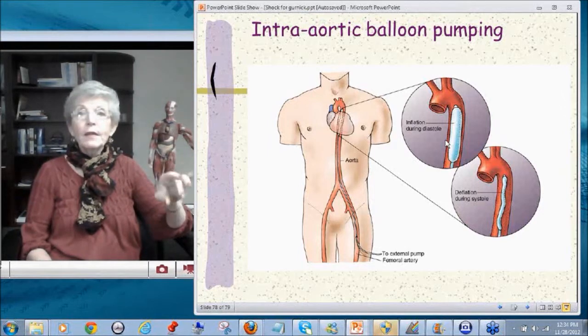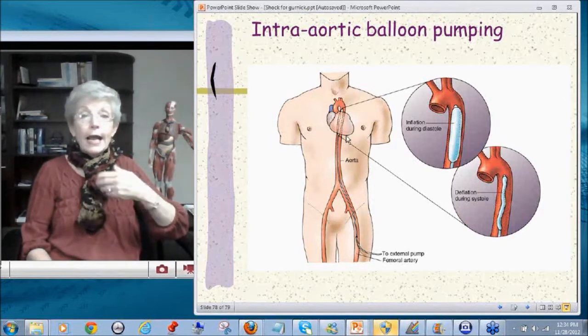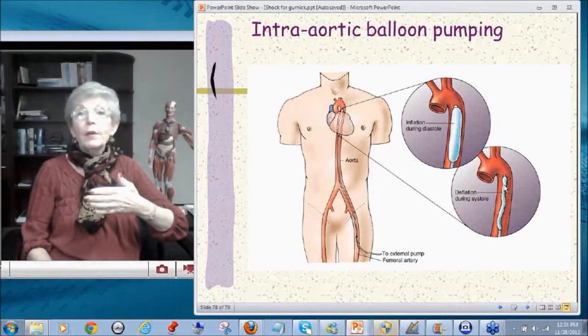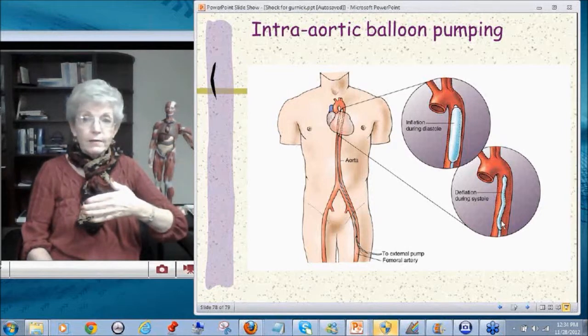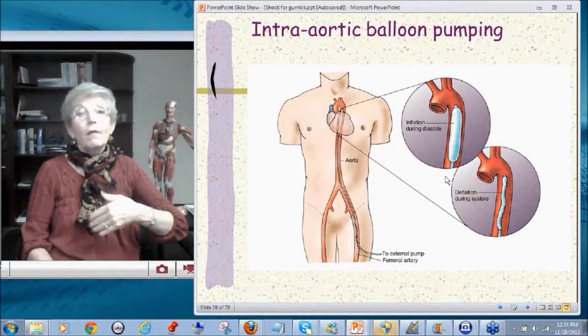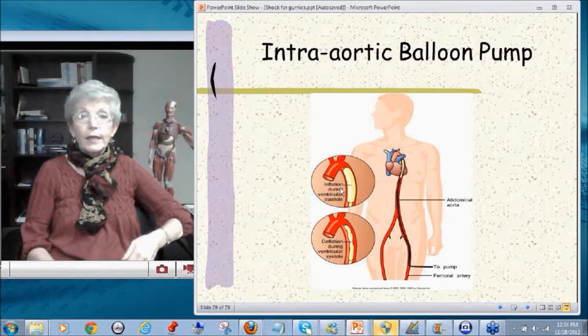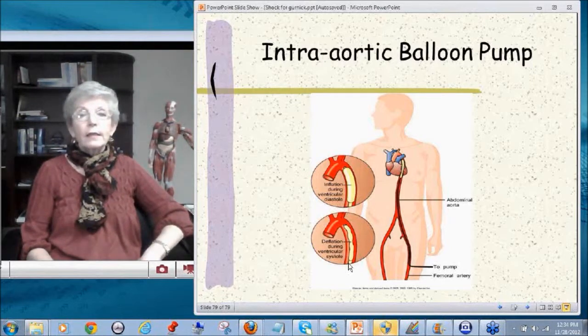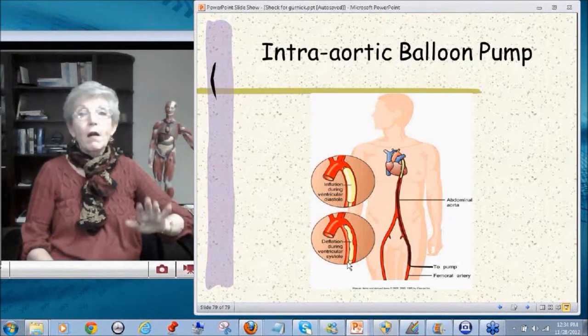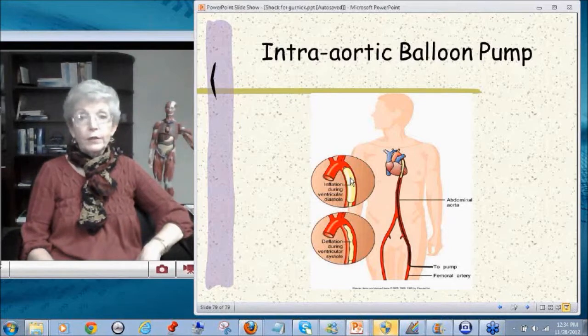counterpulsation. That means that when the heart is active in systole, the balloon is inactive or deflated. When the heart is inactive or resting in diastole, the balloon is activated or inflated. And to look at that, what happens again? Here we have an inflated balloon, a deflated balloon. Well, let's first talk about diastole. When the heart is at rest, the balloon is activated, counterpulsation. It is inflated.